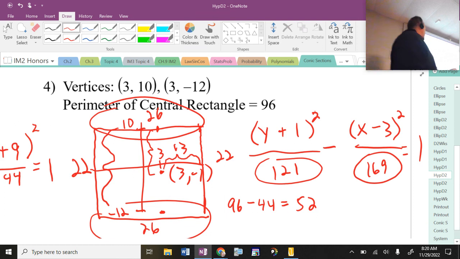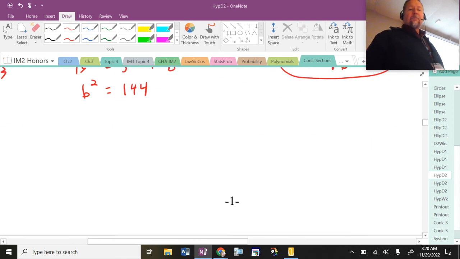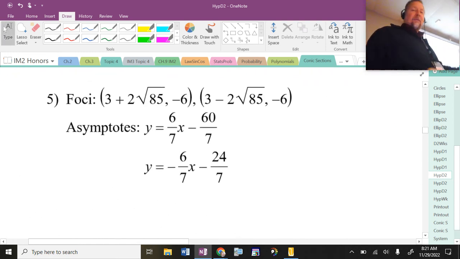So perimeter, all we had to do is a little grade school remembrance of what perimeter means. And then in context of this question, that's how much is left over for these sides. And then I need the radius. Okay, and that's how we get that one. Okay, last but not least. Oh, here we go.